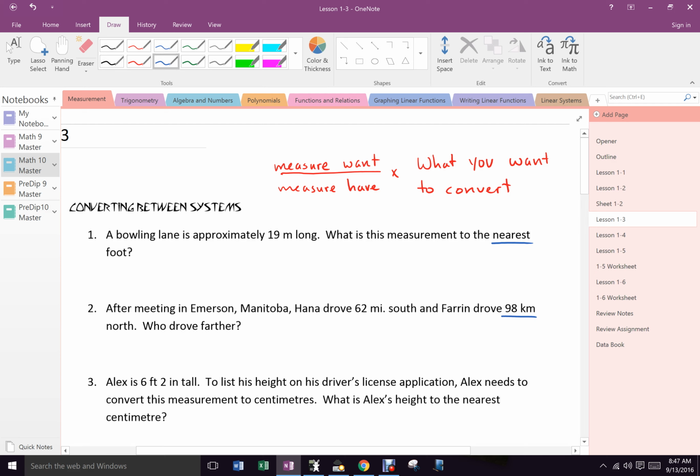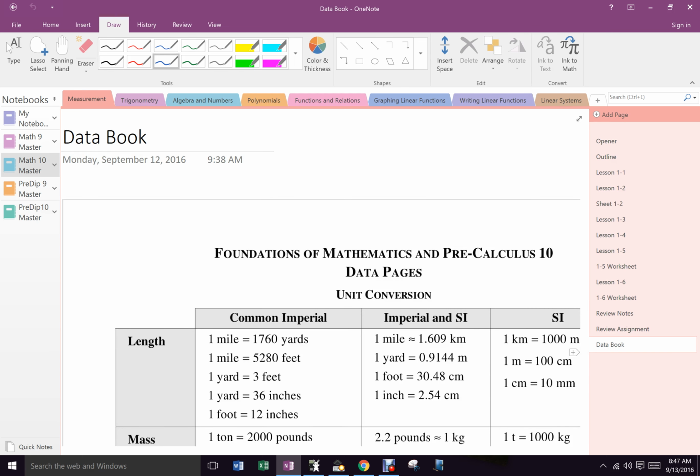19 meters long. I want the nearest foot. So I want to convert 19 meters. That's what I want to convert. And I want to convert it to feet. So I got to go to my sheet and look up meters and feet. You have that on the sheet somewhere, I think. Or maybe you don't. Yeah, you don't actually have that.